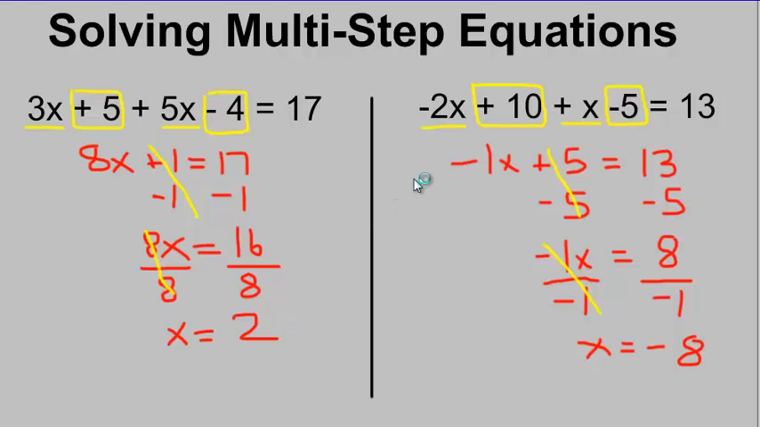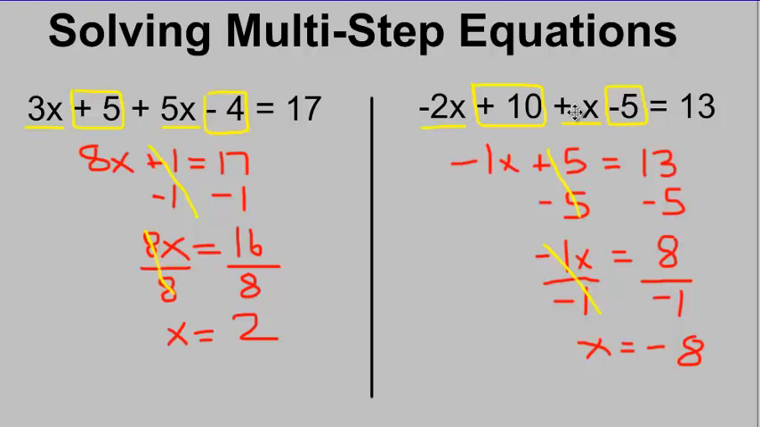On the right-hand side, you'll see we have the equation negative 2x plus 10 plus x minus 5 equals 13. Now, one thing I want to point out before we combine any terms is this plus x. Whenever we see x by itself, we assume there is a 1 in front of it. There's an imaginary 1 that we don't write all the time.